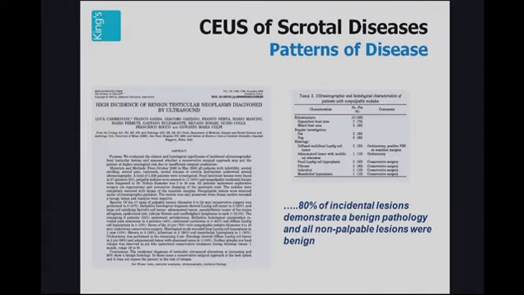A recent publication out of Italy demonstrates that a large number of lesions were found incidentally on the ultrasound examination, and this was in patients with infertility being investigated for that abnormality. 80% of these incidental lesions were actually benign. This is where adding contrast-enhanced ultrasound to the examination of the testicular mass will help to determine whether or not this is a malignant or a benign abnormality.